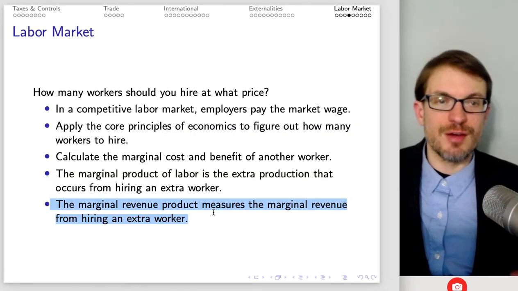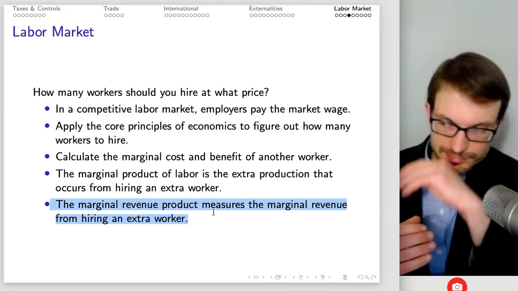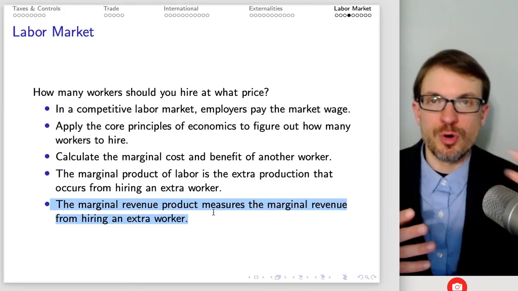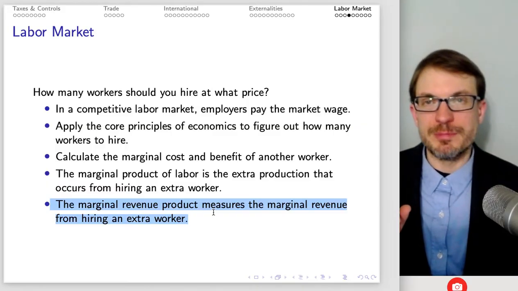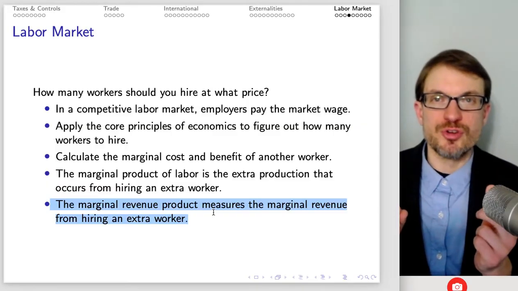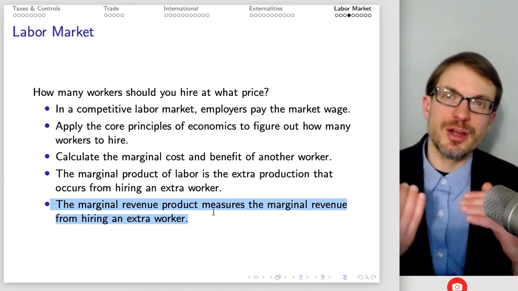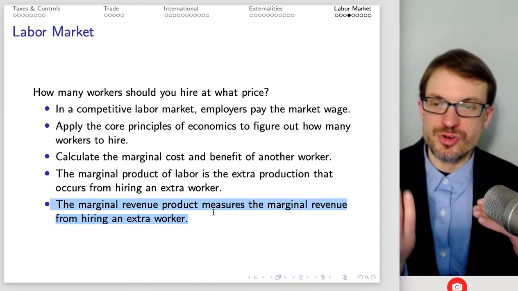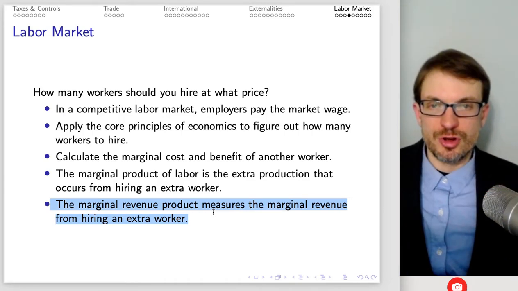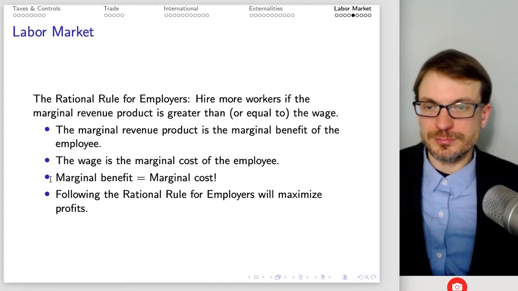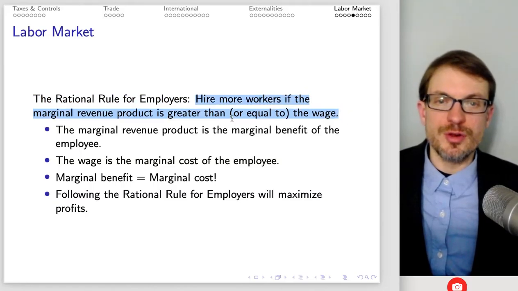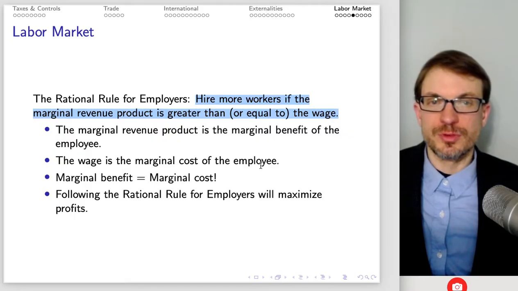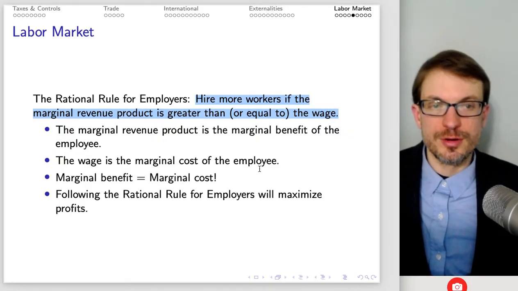So to get this, you have whatever is the marginal product. That's the additional output that one more worker is going to convey. And then that marginal product is multiplied by the market price, and that gives us the marginal revenue. And the idea is you'll hire up until the point where the marginal revenue product equals the marginal cost of hiring that worker. And that's our rational rule for employers. Hire more workers if the marginal revenue product is greater than or equal to the wage. Right? The marginal cost of hiring another worker is the wage.